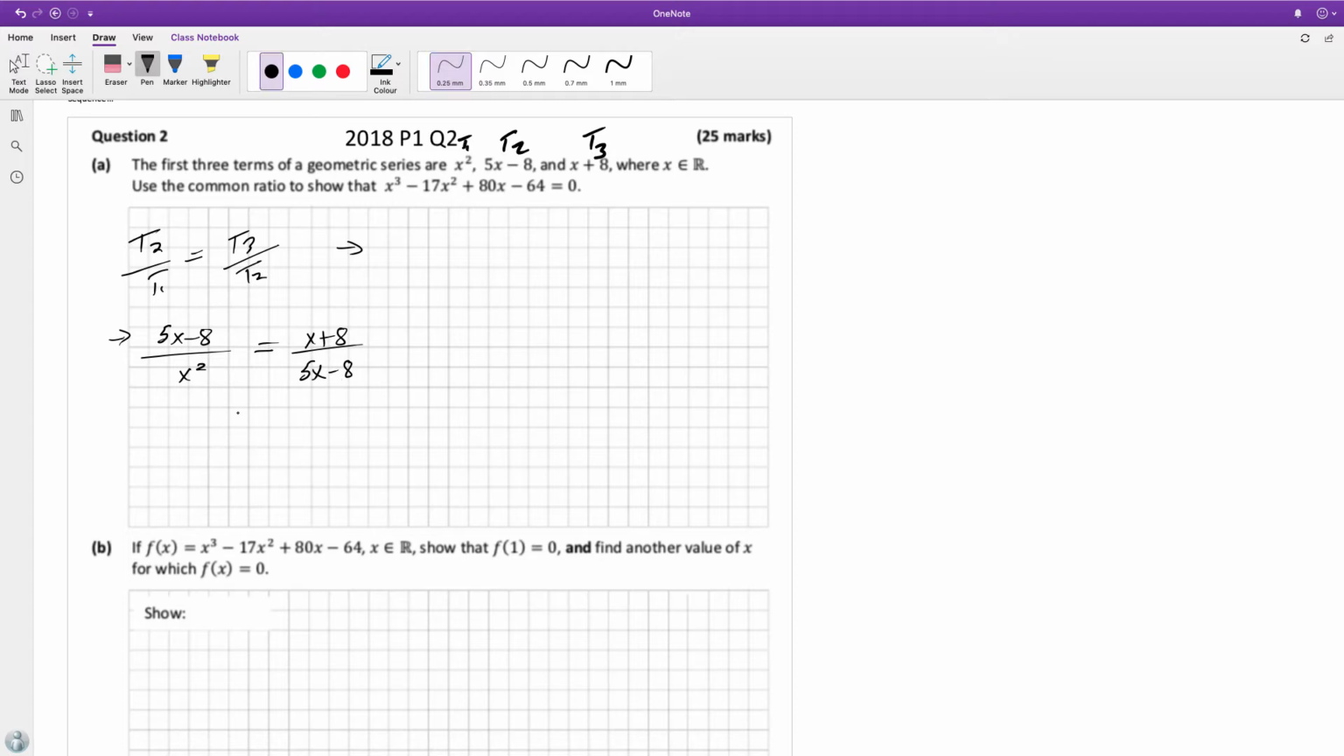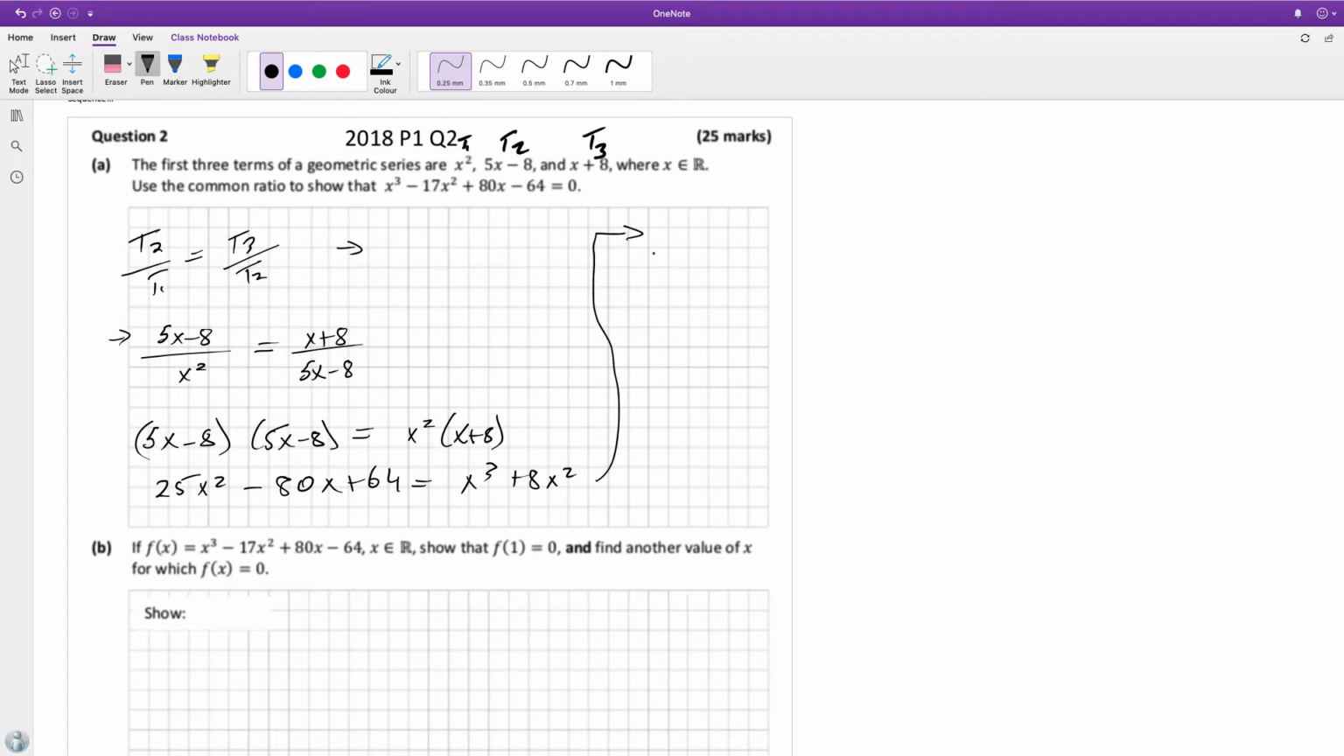Ellen, what do you reckon we're going to do? Cross multiply, we are. 5x minus 8 by 5x minus 8 is equal to x squared by x plus 8. 5x minus 8 by 5x minus 8 is square the first, 25x squared, twice the first by the second is minus 80x, last is 64. x cubed plus 8x squared.